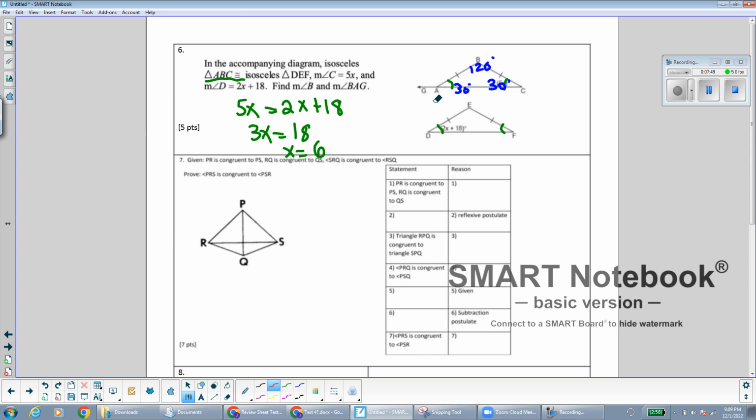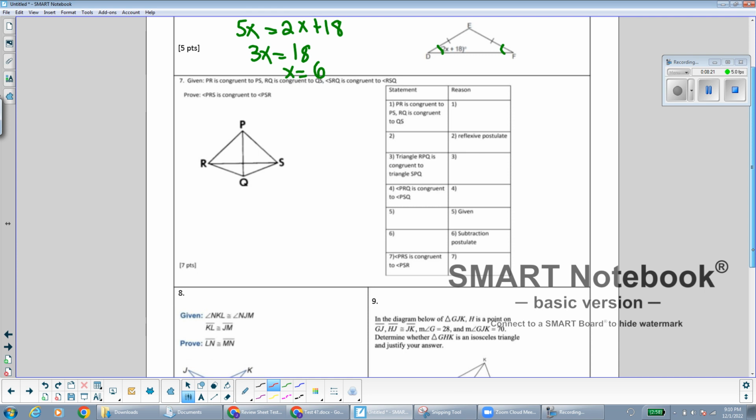Then it's asking for BAG, which is this exterior angle of the triangle. Remember, the exterior angle of a triangle is equal to the sum of the two non-adjacent interior angles, which is 150. 120 plus 30 is 150. If you didn't remember the exterior angle theorem for triangles, just know that this angle is supplementary to the one right next to it. 180 minus 30 is that same 150 degrees.